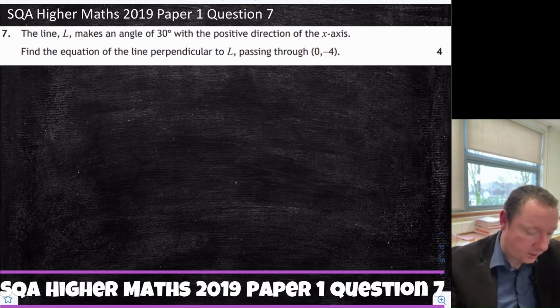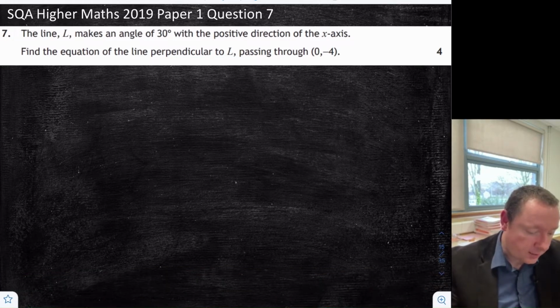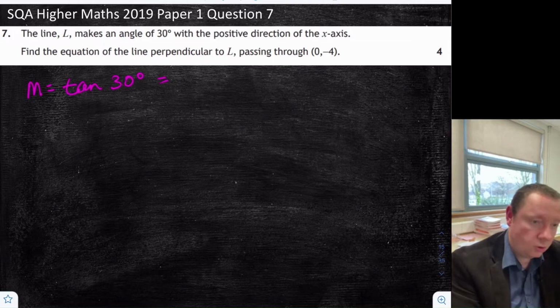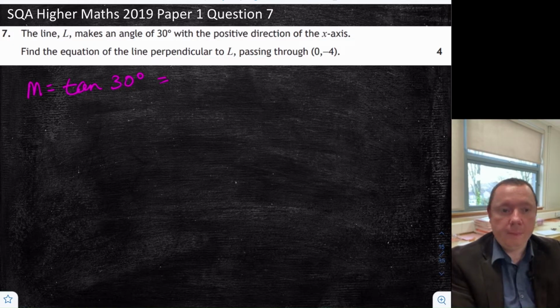SQA Higher Maths 2019, Paper 1, Question 7. The line L makes a 30-degree angle with positive direction of the x-axis. Find the equation of a line perpendicular passing through 0, minus 4. Gradient equals tan of 30, which is equal to 1 over root 3.